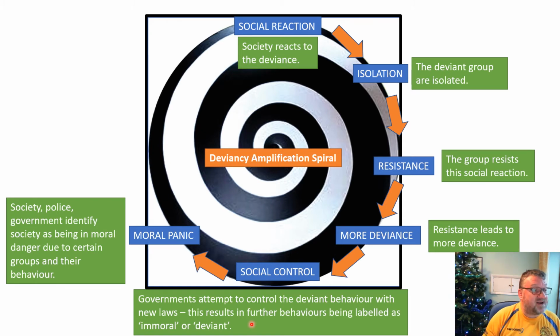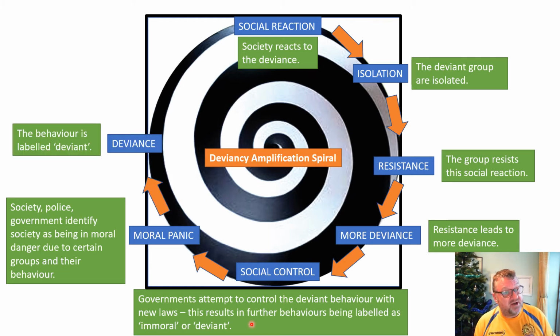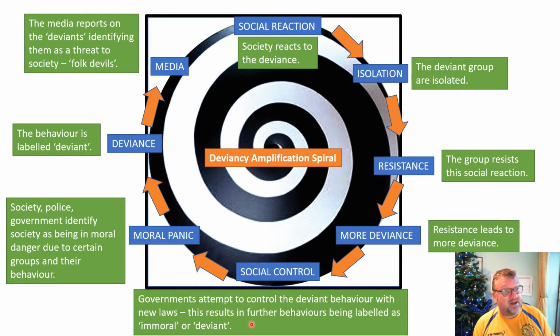This is the idea that society and government are identified as being in moral danger due to the behaviour of certain groups. We'll look at this in a little more detail as we go into this PowerPoint. In turn, that leads to deviance because the behaviour is labelled as deviant. Then the media get into it and they report on the deviance and identify them as a threat to society. This is the phrase known as a folk devil. You should have covered this in Unit 1, but I'll be looking back to this in a minute.